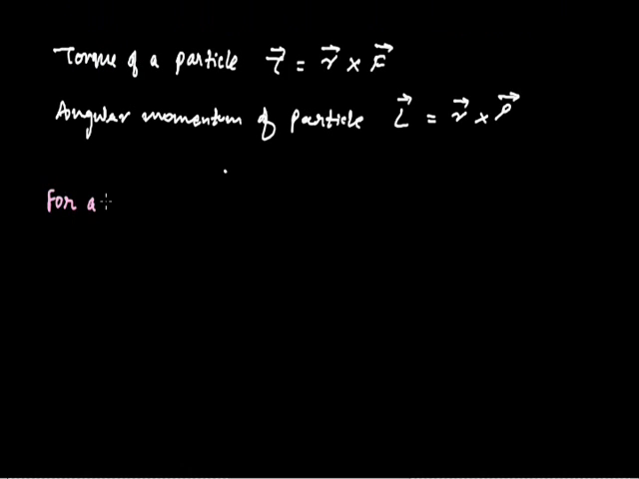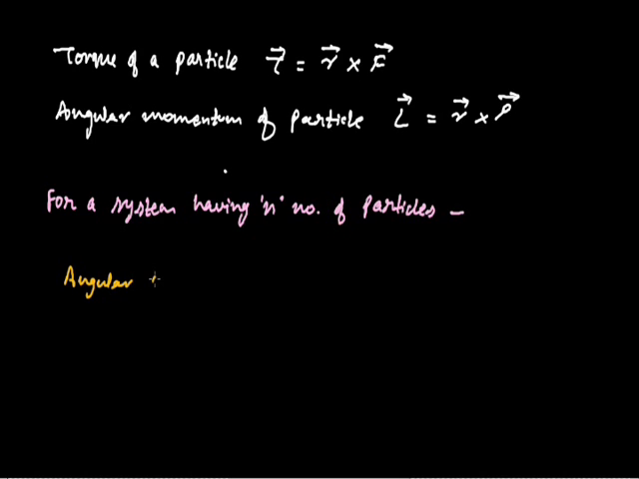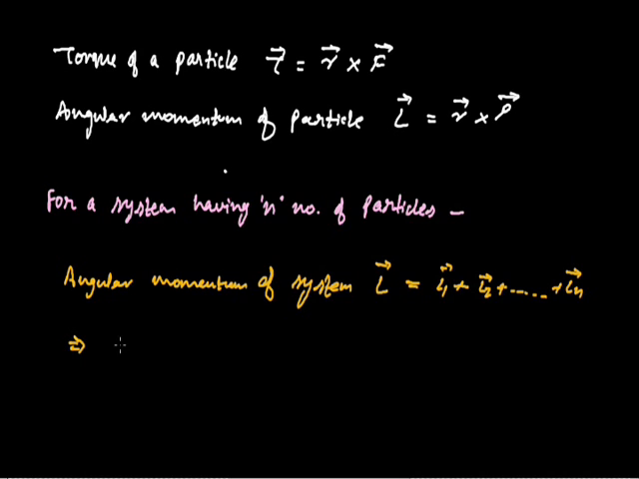So, for a system having n number of particles, the angular momentum of the system L equals the vector addition of the angular momentum of all the particles of the system, L1 plus L2 plus up to the nth term, which can be further expressed as L equals sigma i equals 1 to n Li.